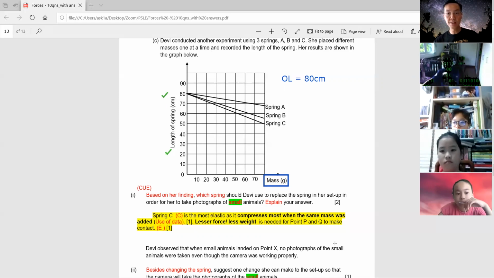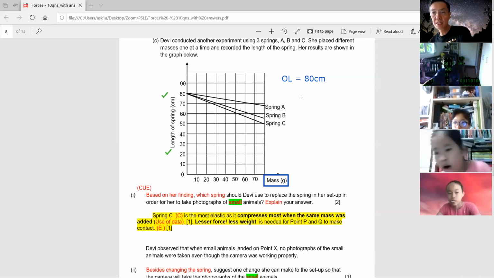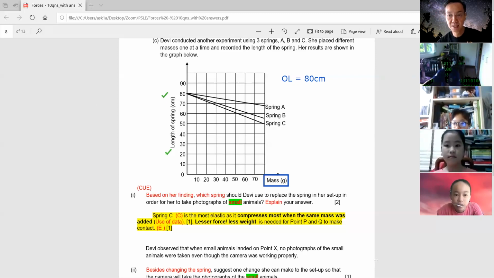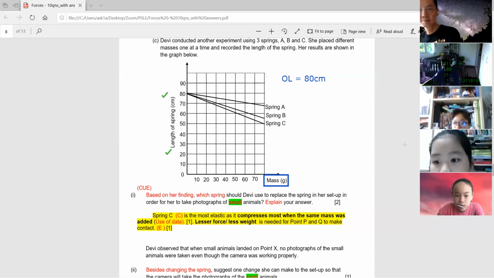Okay, so can you see as the mass increases, what happened to the length of the spring? Increase or decrease? See carefully. Decrease, sorry. Length of spring decreases. So down here, the length of the spring decreases.